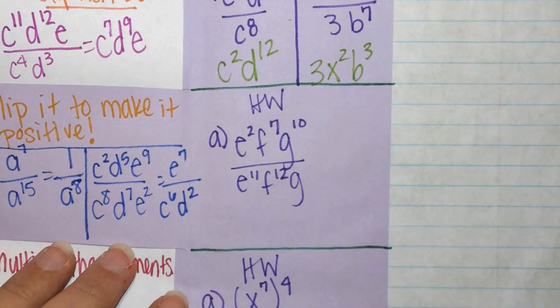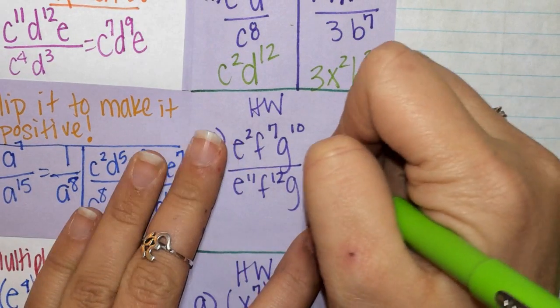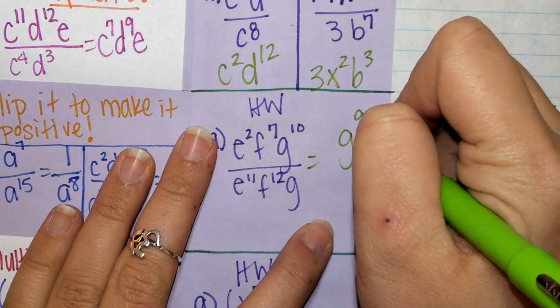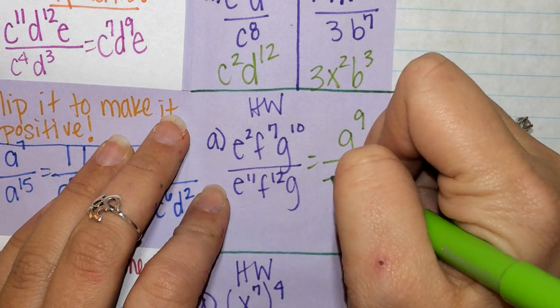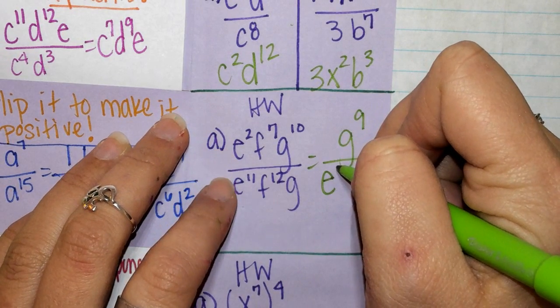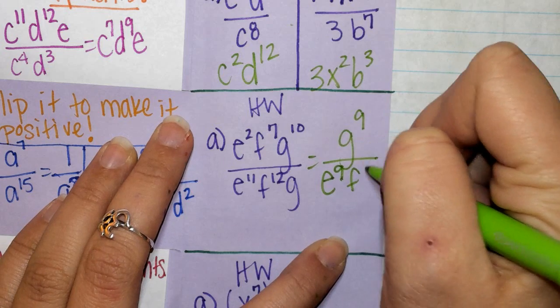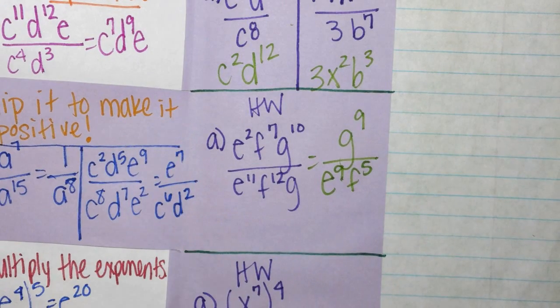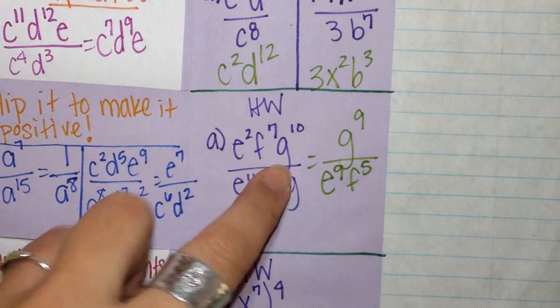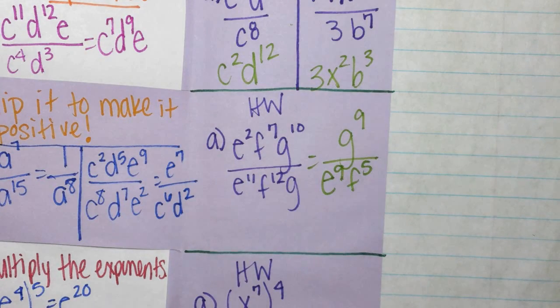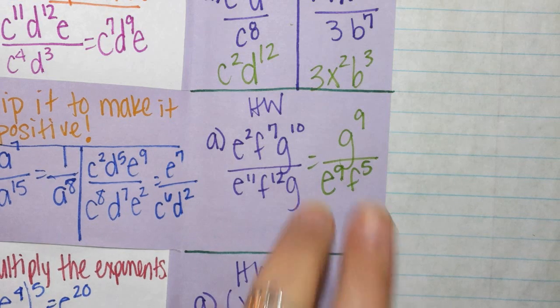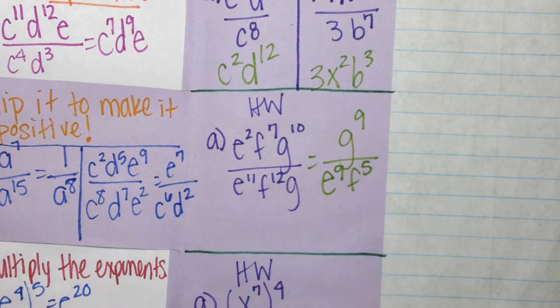For our homework for this one, it would end up being g to the 9th divided by e to the 9th and f to the 5th. This has a 1. 10 minus 1 is 9. No, it's okay. Negative 9 and negative. When they're on the bottom, when you flip them to the bottom, it becomes a positive. I just need to remember.